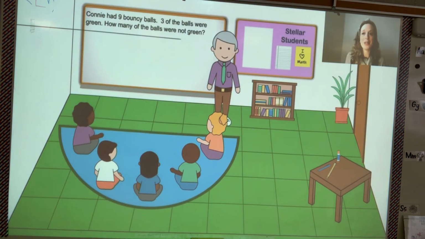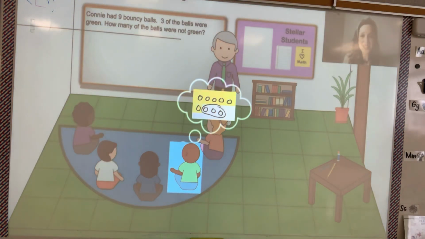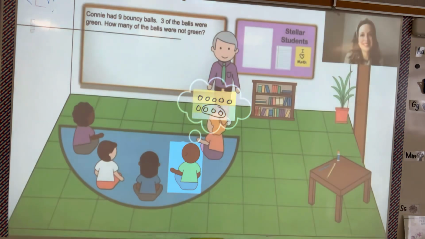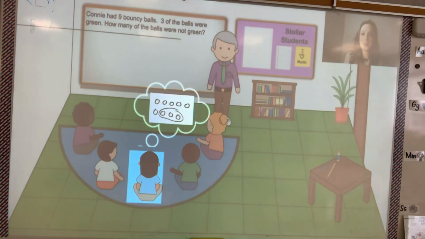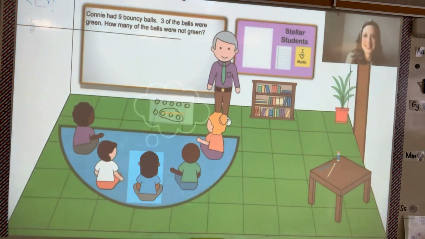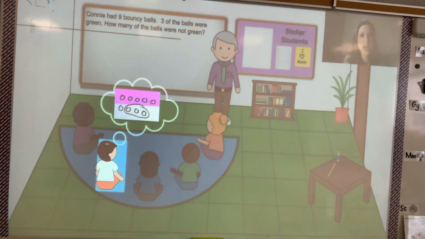In this classroom, the students also knew that 6 balls were not green. Let's find out how they knew. Xavier said that he solved by counting the ones that were not in the circle. Chloe said she knew it was 6 because she took away 3 to get 6. Tia said that she saw 5 and 1 more weren't green, and 5 and 1 is 6.